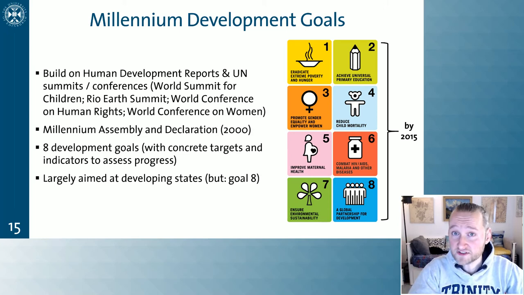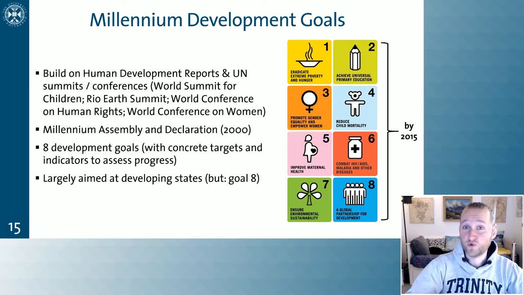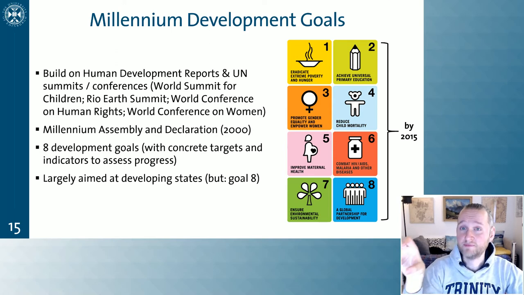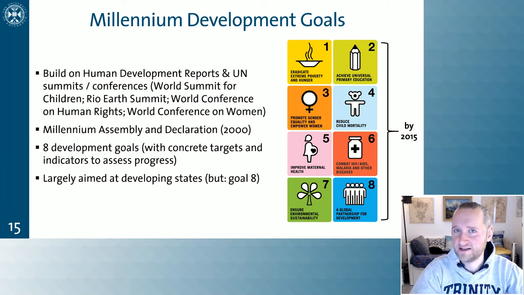But what was different here was that this provided both a focus. So maybe let's not worry about everything. Let's worry about these eight goals. They're still big enough, of course, to probably be too much.